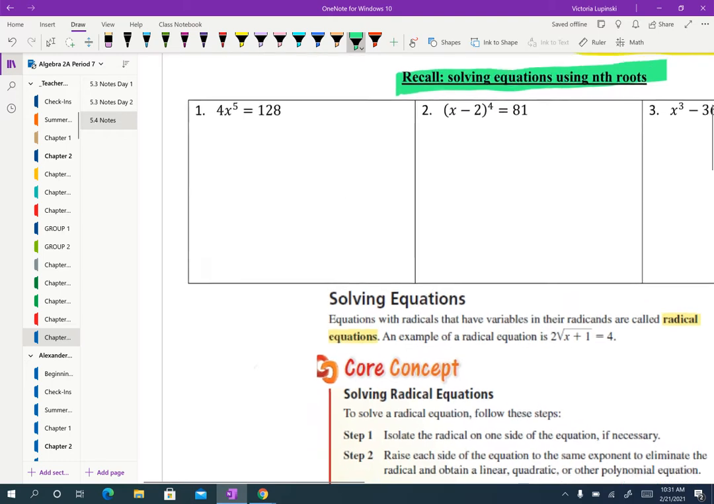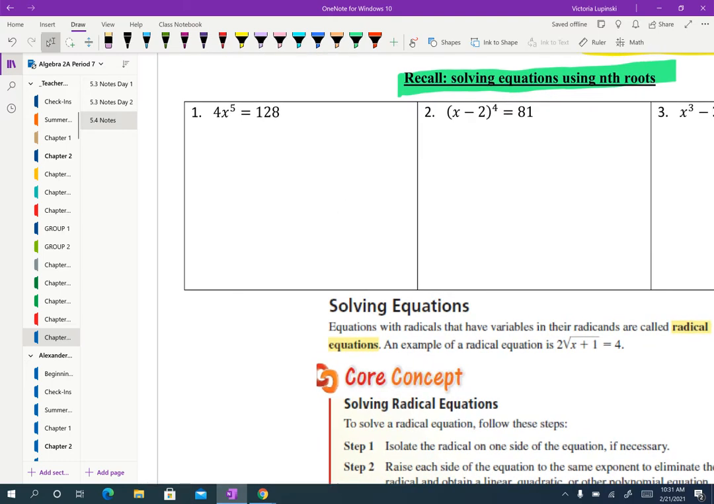So for something like number 1, 4x to the fifth equals 128. If you were solving this a couple of days ago, hopefully you would remember that you would start by dividing by 4. That would give you x to the fifth equals 32. Then, because you have something to the fifth power, the way that you get rid of it is by taking the fifth root of both sides. If you take the fifth root of x to the fifth, you just get x.